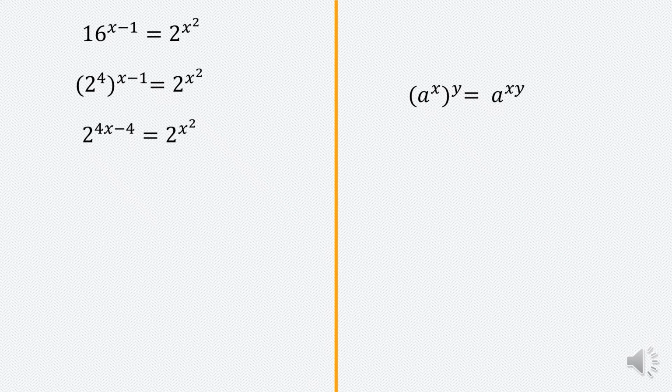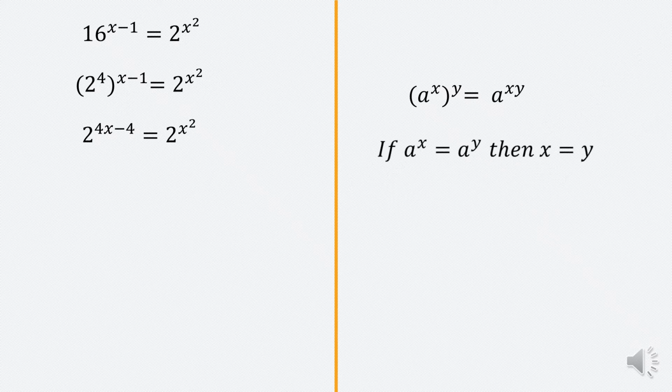So I'm going to rewrite 16 as 2 to the power 4. So now it becomes 2 to the power 4, all to the power x minus 1, equals 2 to the power x squared. Now the next thing is to apply this rule that says a to the power x, all to the power y, is the same as a to the power x times y. So I can multiply those two exponents on the left hand side and I have 2 to the power 4x minus 4 equals 2 to the power x squared.